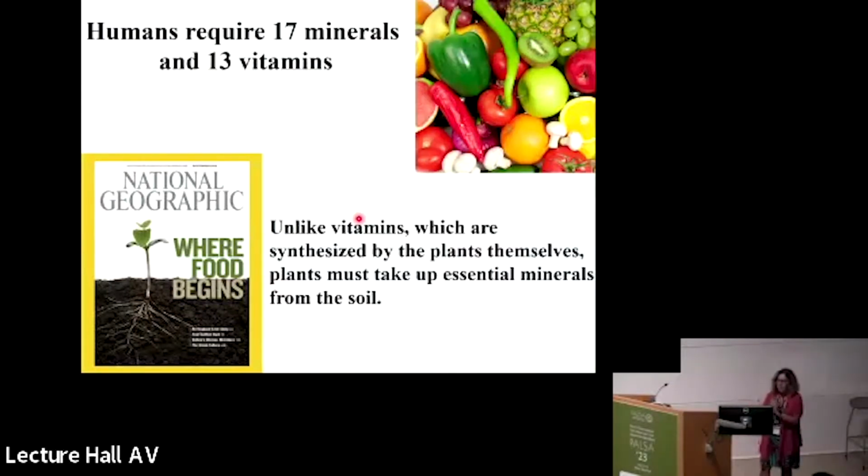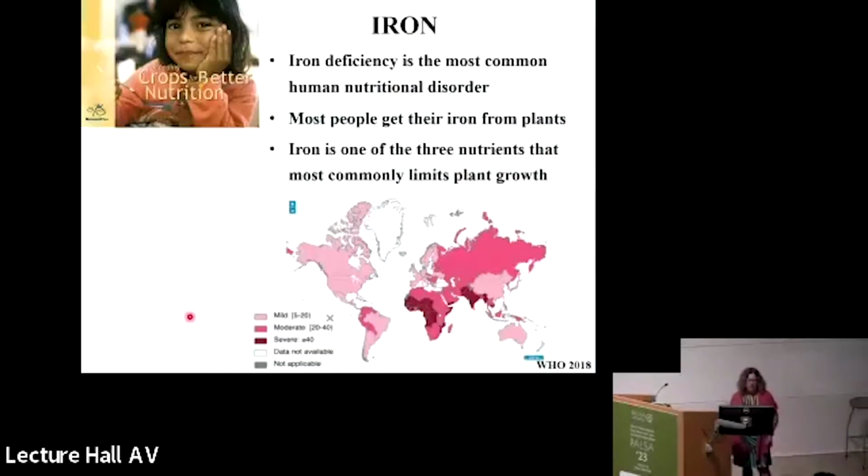So I think most of you know humans require 17 minerals and 13 vitamins. And unlike vitamins, which are synthesized by the plants themselves, plants have to take up essential minerals from the soil. So that's really where food begins, and I know there are soil scientists here today. As Olena mentioned, iron is my favorite mineral nutrient, and we've already heard a lot about iron this morning.